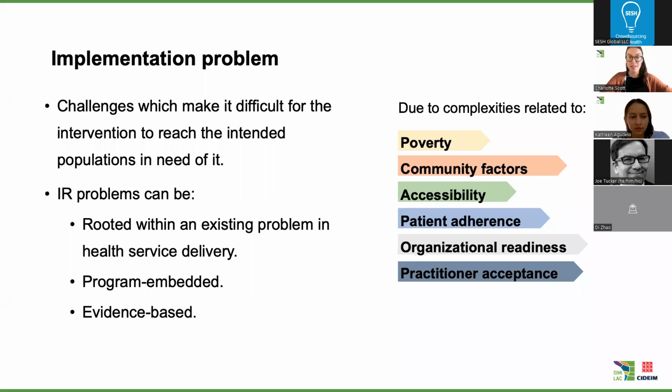So these implementation problems can be due to complexities related to several reasons, such as poverty, community factors, such as community readiness to uptake an intervention, poor access to healthcare services in general, patient adherence to treatment guidelines or their ability to have access to treatment, organizational readiness to actually carry out an educational program, or practitioner acceptance of a treatment regimen. So implementation research aims at addressing these identified implementation challenges, like we saw in the graph, the arrow going in and meeting where the implementation challenges or problems come in.